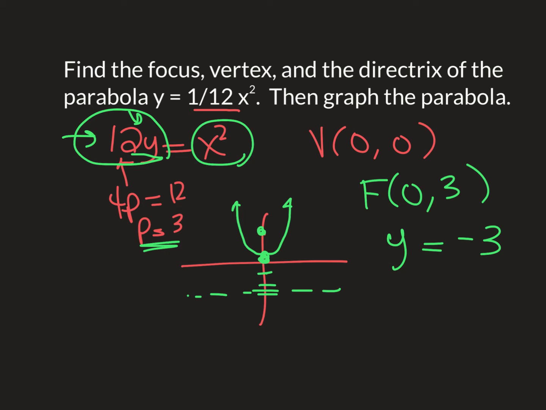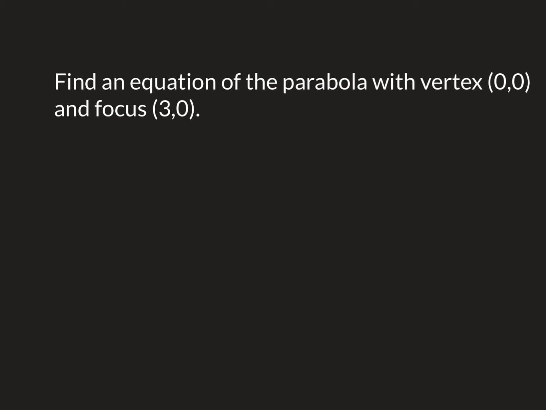So vertex 0, 0. Let's look at another one. All right, this one's going backwards. Find an equation of the parabola with vertex 0, 0 and focus 3, 0. I think that's what we just saw, but let's try it anyway. The best thing to do is just draw a rough sketch. The vertex is 0, 0, which would be right here. The focus is 3, 0.